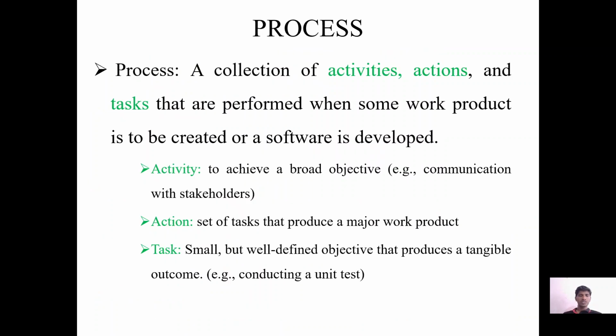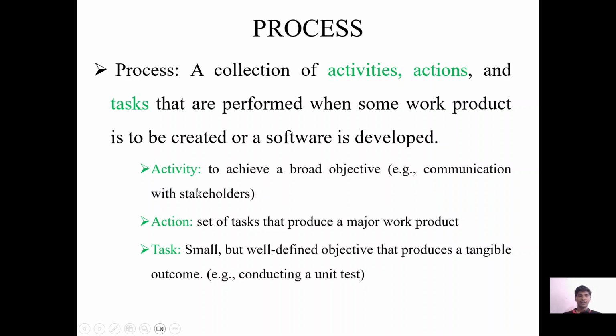So next is process. A well-defined software process is nothing but a collection of activities, actions and tasks that are performed when some work product is created or a software is developed. So all this put together forms the process. The process may include activities, actions and tasks which include the software development.